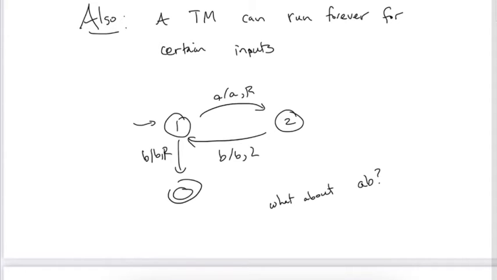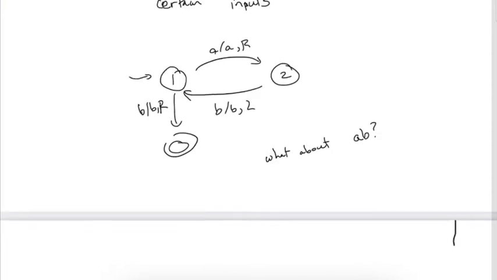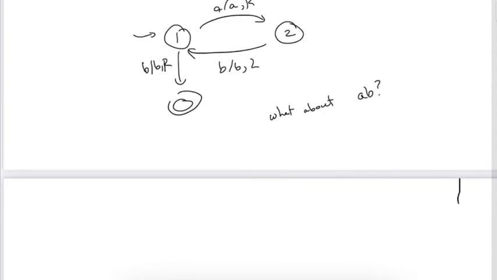I'm going to try to draw the step-by-step, right? So we begin with, my states are called 1 and 2. We begin like this. We're in state 1, and it's pointed at the A. And then I read the A. I should be following this arrow up top. Move to the right, keep the A like it is, and go to state 2.